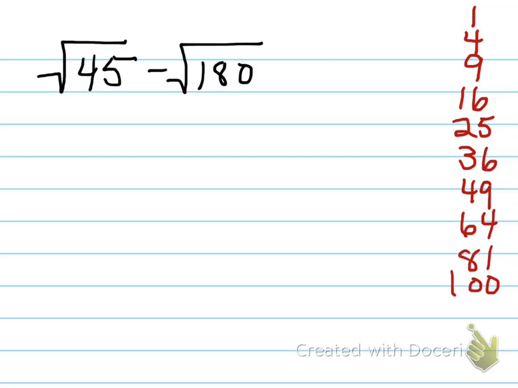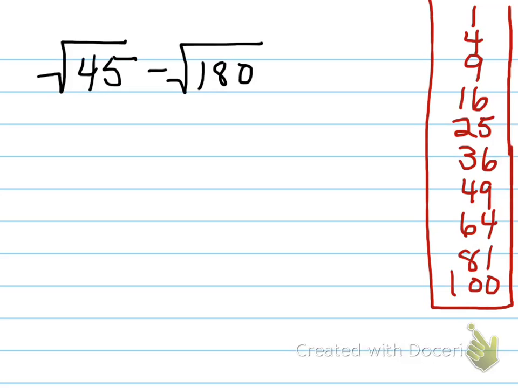So we want to simplify each radical first and see if they become like radicals so that we can then combine them. First, let's look at the square root of 45. I have on the right side of the screen a list of perfect squares for you so that you can be thinking about what factors in 45 might be a perfect square. Because remember, we could factor this as the square root of 5 times the square root of 15, but neither one of those is a perfect square.